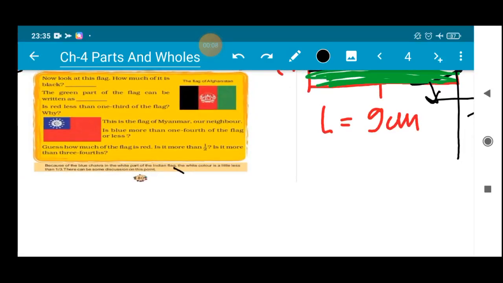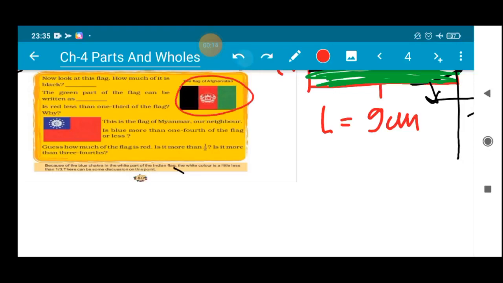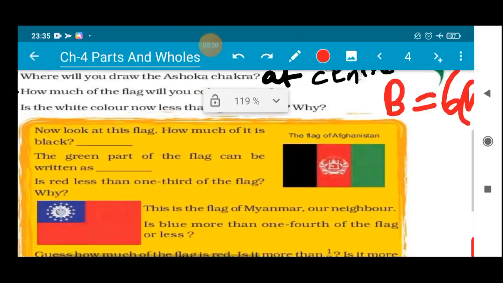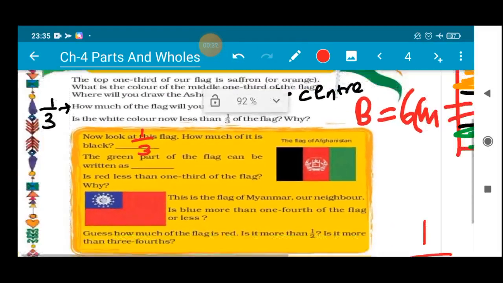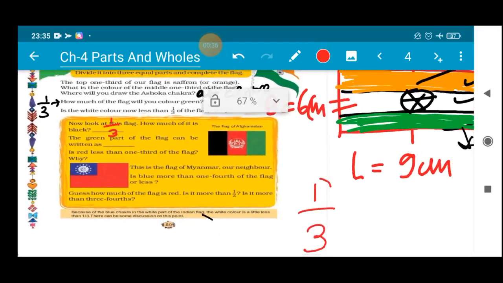Now look at this flag, how much of it is black. So now we have to proceed to the next flag, that is this one. Now you have to see how much of it is black. You can see this part is black. As you can see, one part out of three is black. So you will write 1/3. You will write the answer as 1/3 here. Why? Because out of three parts, one part is colored with black.